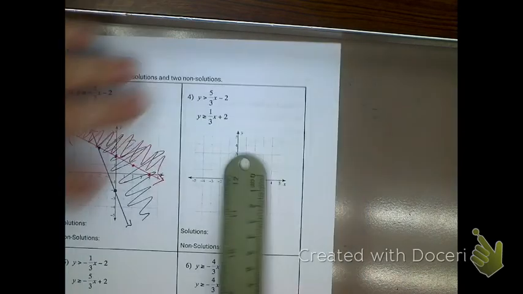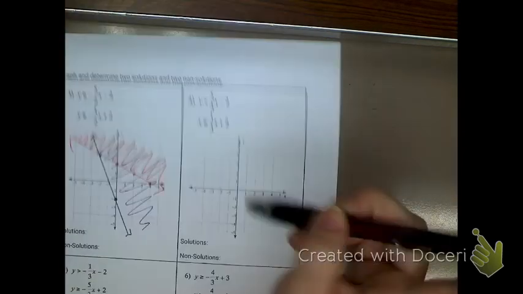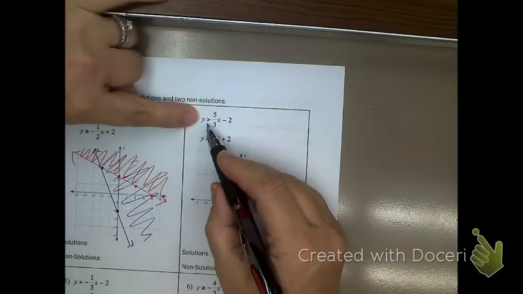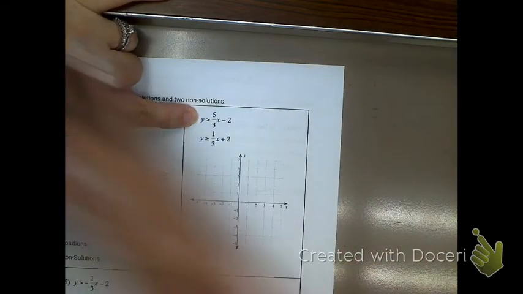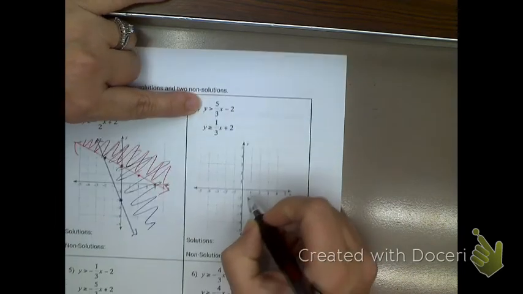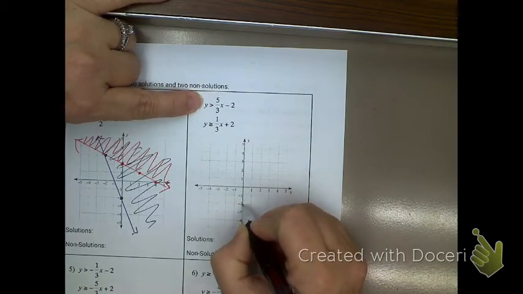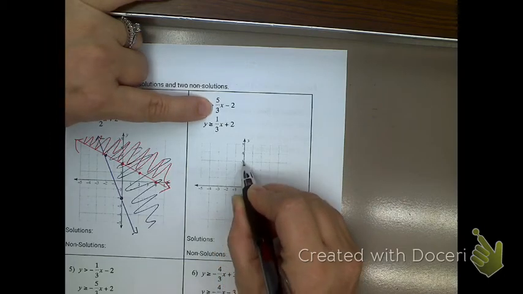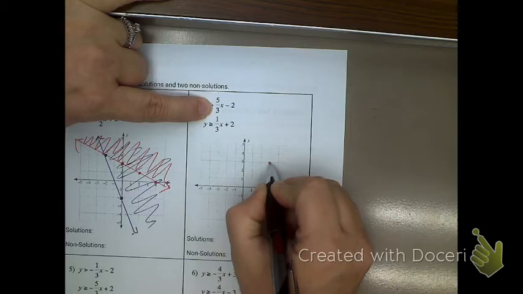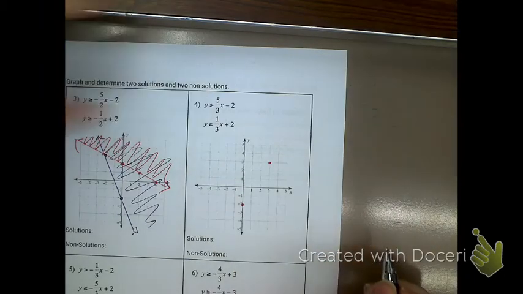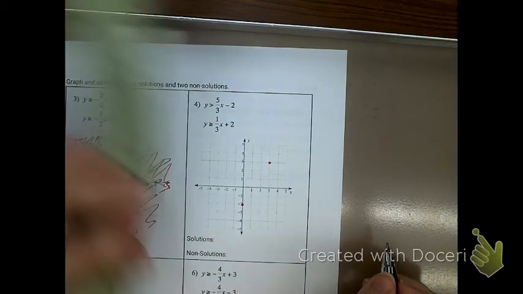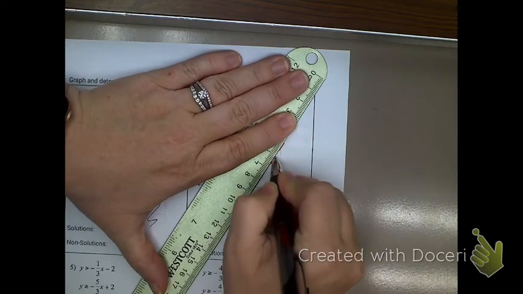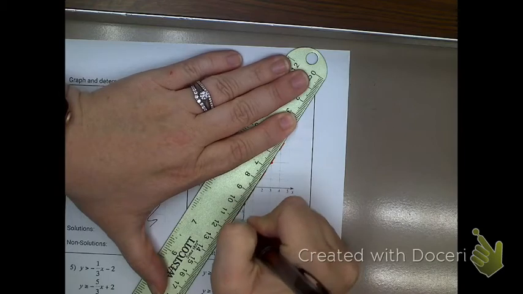So if I were to do the next one, which I think is the next slide, let's go ahead and graph this one. y is greater than 5/3 x minus 2. What do I start off with there? Negative 2. And then I go 1, 2, 3, 4, 5 up and 3 over. And am I going to draw a solid line or a dotted line? A dotted line or a dashed line. Dash, dash, dash, dash, dash, dash.